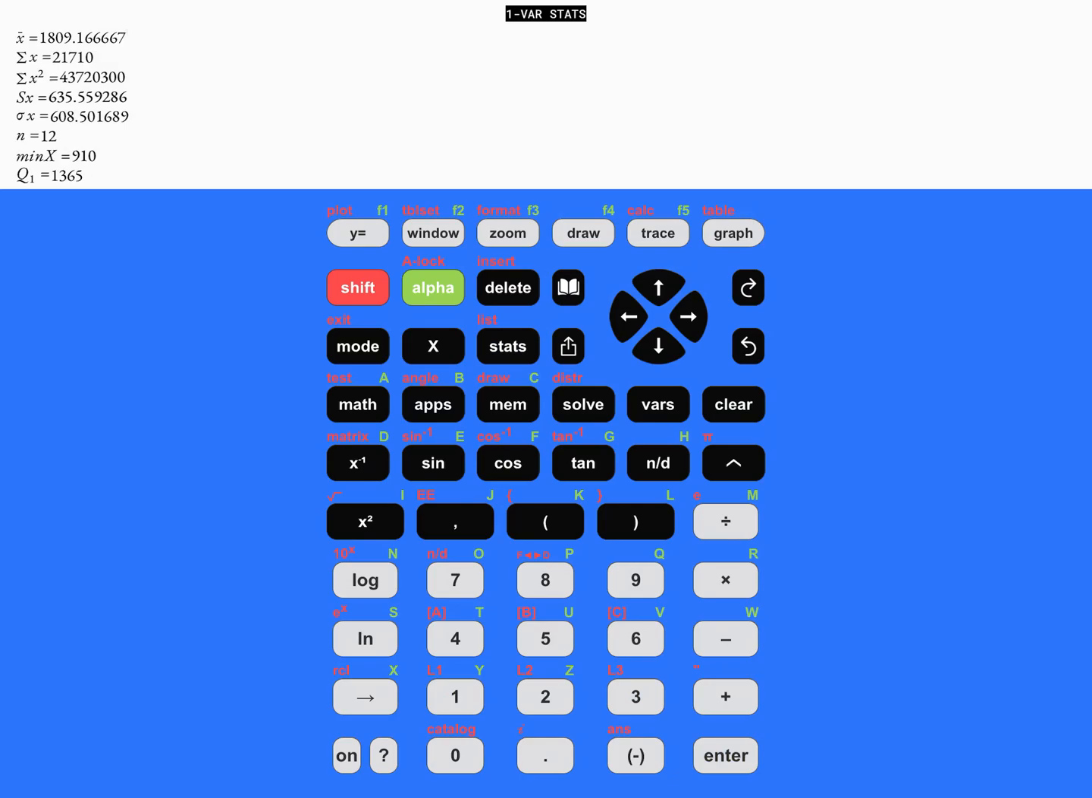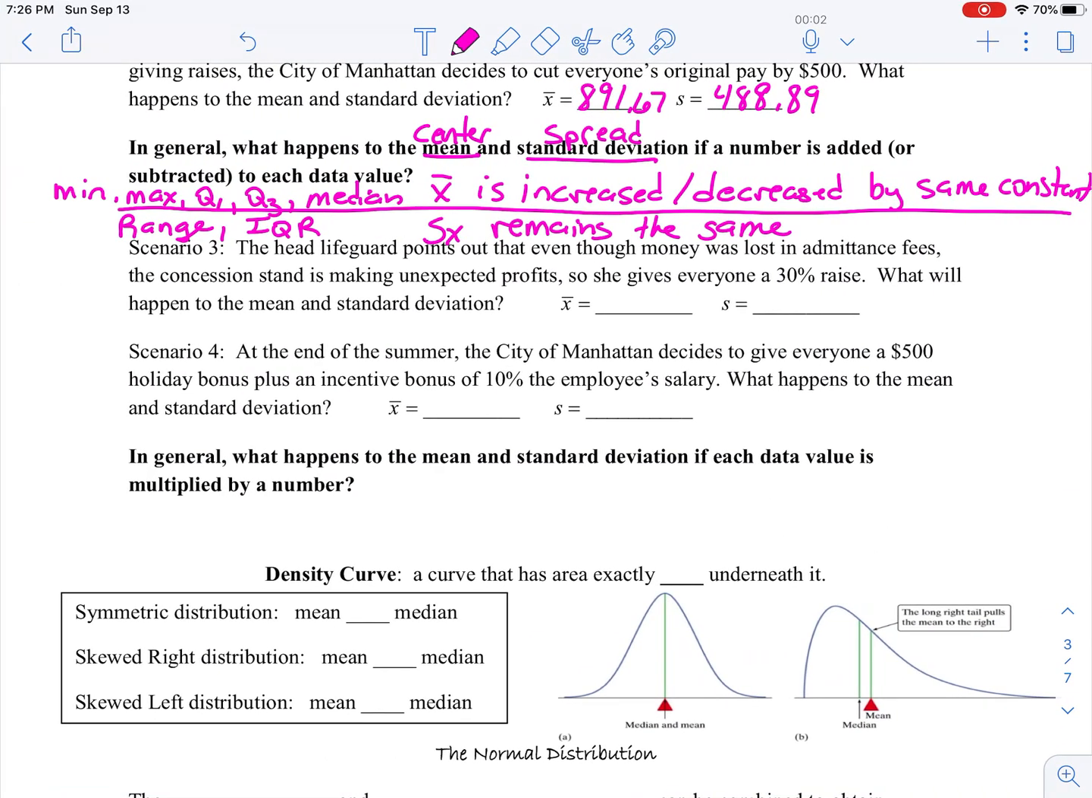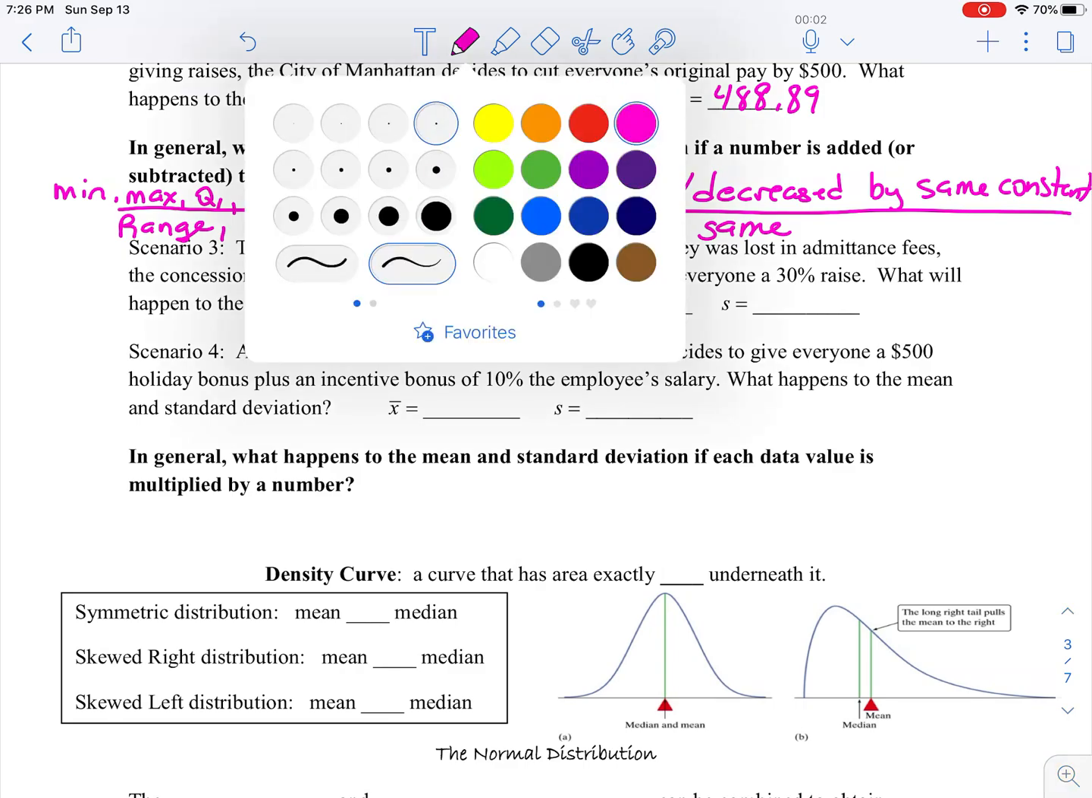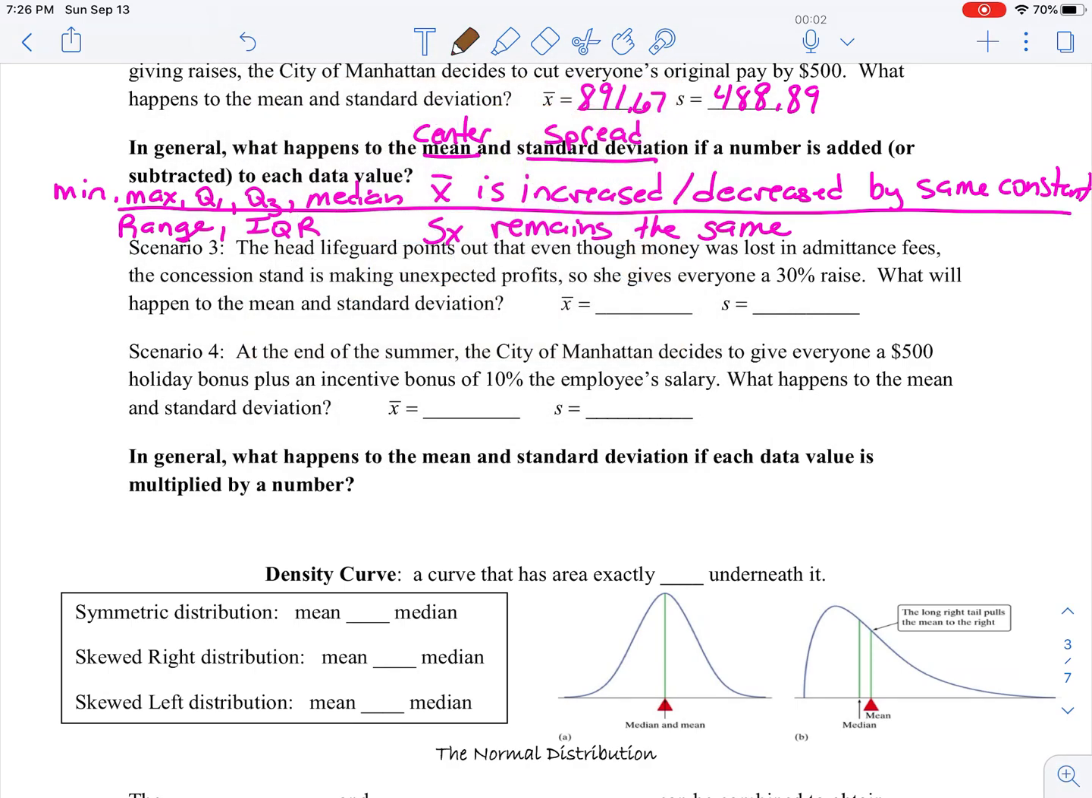All right, so we have to remember 1809.17 and 635. Luckily, I have that written down because there'd be no way I would remember that. We're going to shift colors to, I don't know, I'm on pink now. We'll do baby poop brown here. All right, we said that was 1809.17 and 635.56.